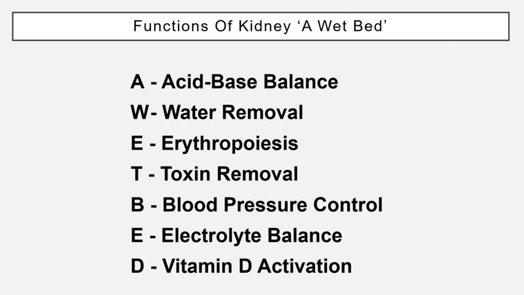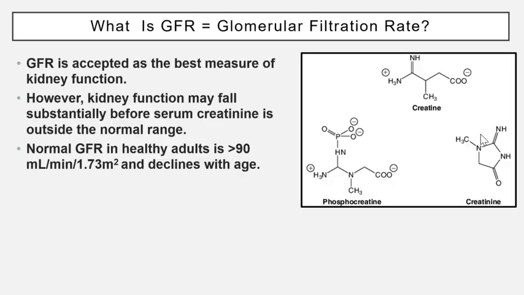So this is the functions of kidneys, and the acronym that you can use to remember it is a wet bed. So the kidney regulates acid-base balance, water removal, the production of red blood cells, toxin removal, controls blood pressure with hormones, and as we'll see in our last lecture today, it regulates electrolyte balance and vitamin D activation. So it does a lot, right? And so, as you can imagine, if you got problems to this one organ, you have a significant number of problems that kind of present.